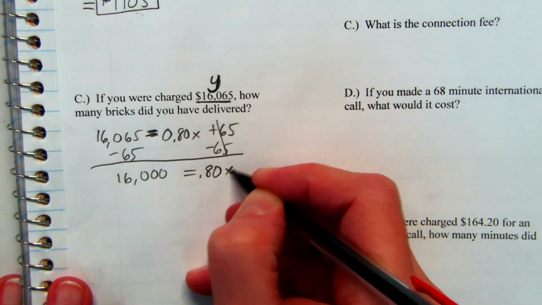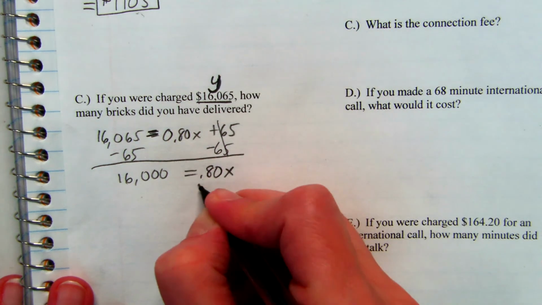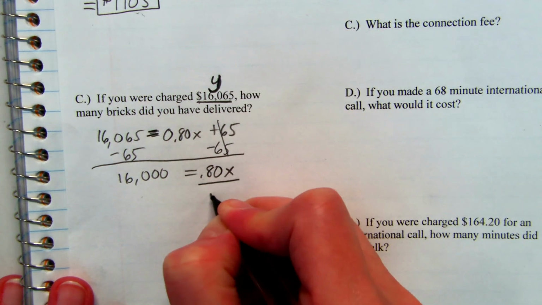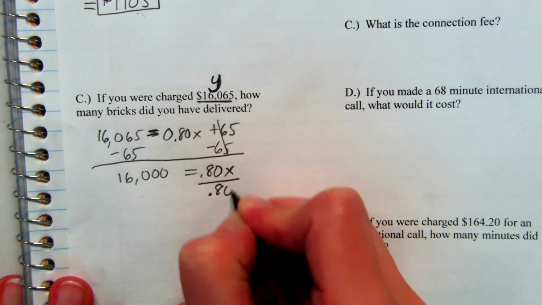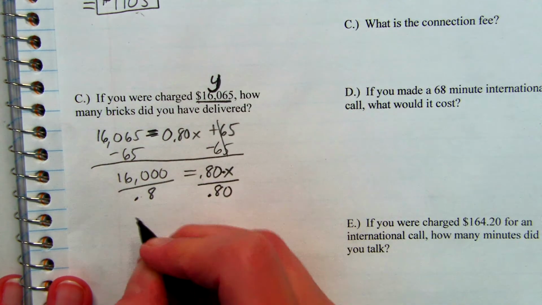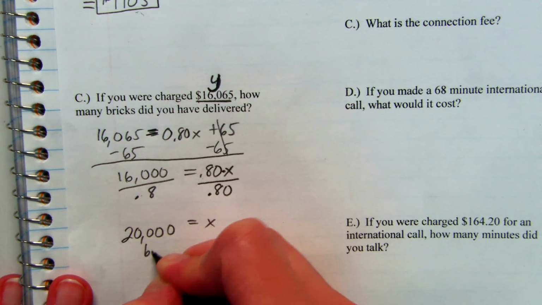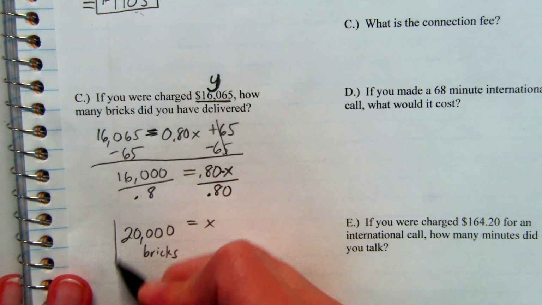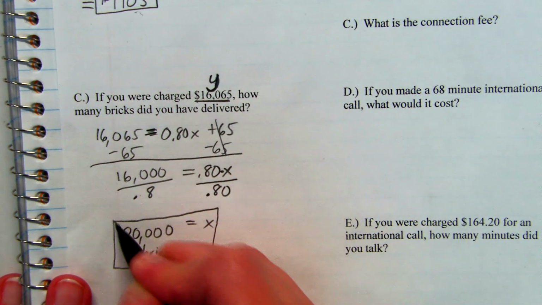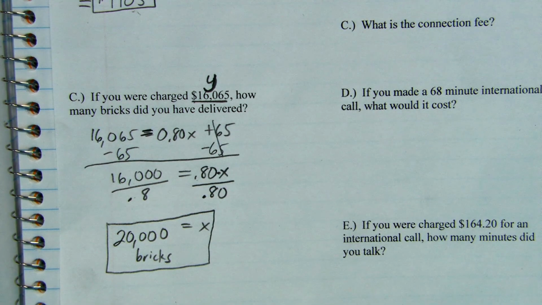Okay, so if I have 80 cents times x, how do I get x by itself? What about dividing? Isn't this times right here? Let's divide by 0.8. And we end up with 20,000 bricks. And you could check that. We could do 80 cents a brick and add the 65 back on just to make sure that that's good.